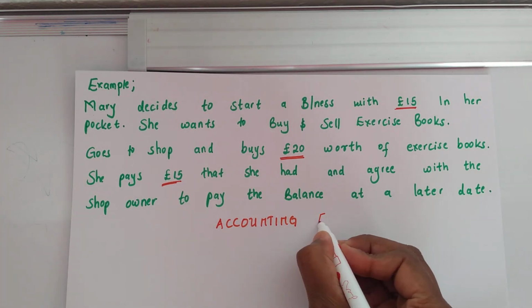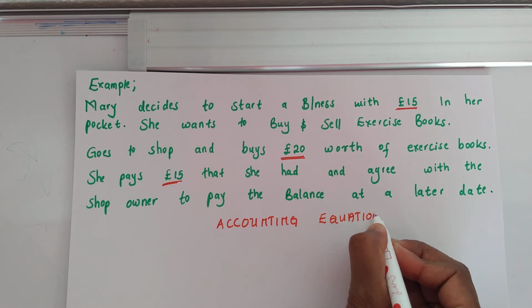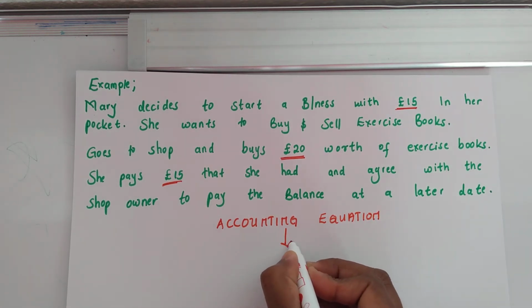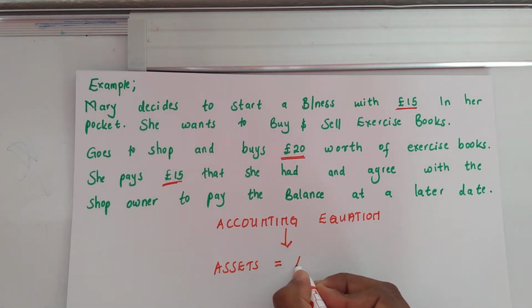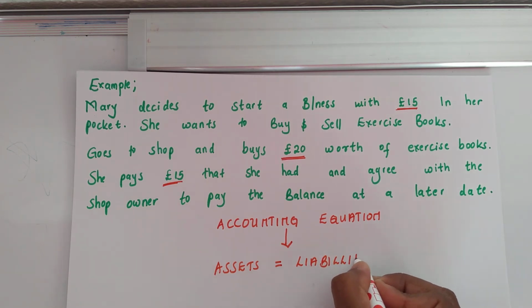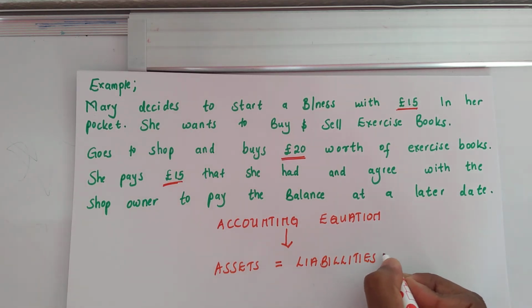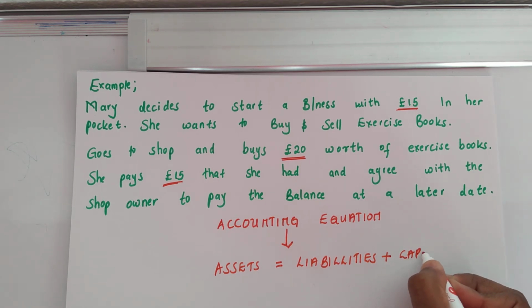Accounting equation is defined by assets equals liabilities plus capital, or owner's equity.